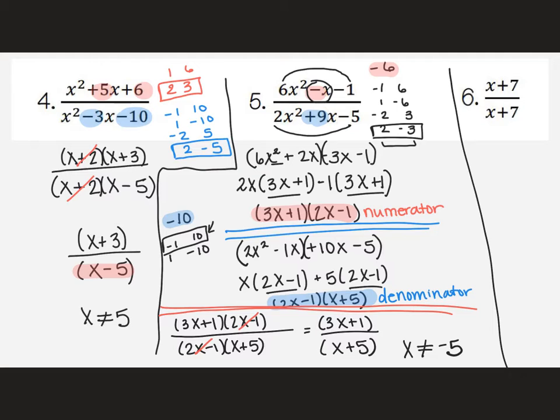Lastly, for example 6, I have x plus 7 over x plus 7. Those would cancel out, leaving me with 1. Since there's no denominator and the denominator can't be 0, my domain would be all real numbers.